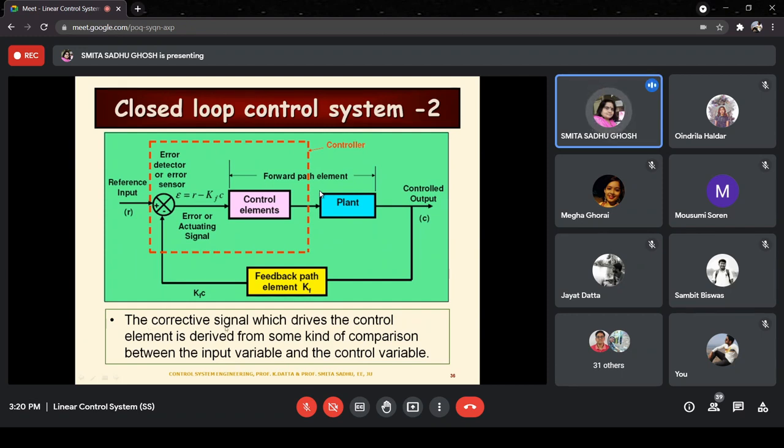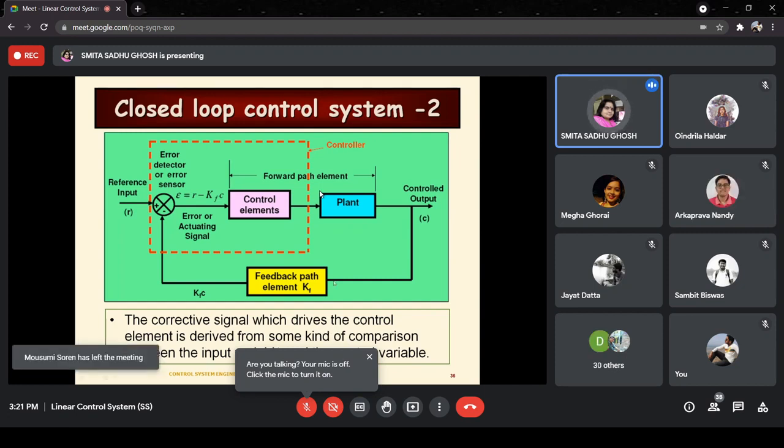So the corrective signal which drives the control element, that means this one, is derived from some kind of comparison between the input variable and the output variable. Some kind of comparison has been used because it's not a difference between the input variable and the output variable, which it would have been if we had a unity feedback. But in general, it is a non-unity one that we are studying.